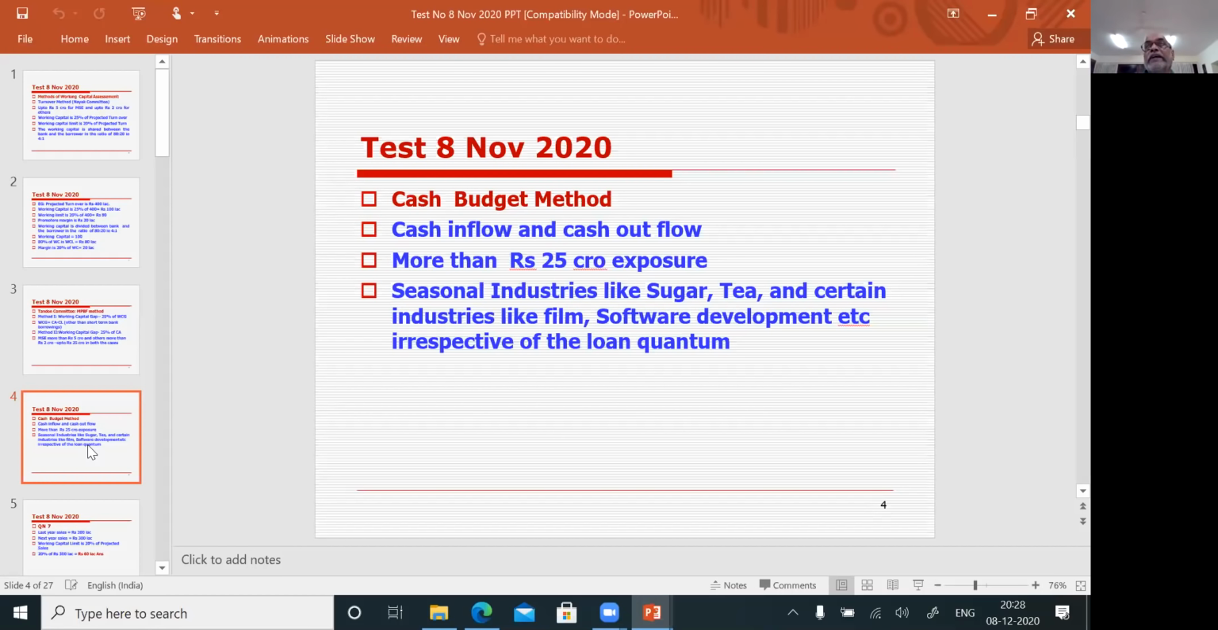Normally, above 25 crores is the cash budget method, but for these types of industries, you will do the cash budget method even if it is 1 crore or 2 crores, irrespective of the loan quantum. If they ask in the exam, you should not miss it. Now, let us go to our question paper and see how the question is. You will be able to answer all the questions without any problem now.